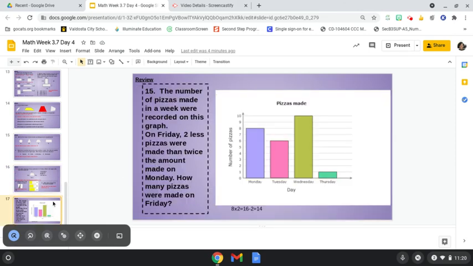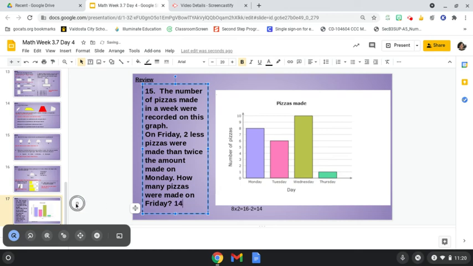Now we have 2 word problems. The number of pizzas made in a week were recorded on this graph. On Friday, 2 less pizzas were made than twice the amount made on Monday. How many pizzas were made on Friday? Well, 2 less means we're going to subtract 2. Twice means we're going to multiply by 2. So Monday, 8 pizzas were made. So 8 times 2 is 16. 2 less would be 14. So Friday, how many pizzas were made? 14.